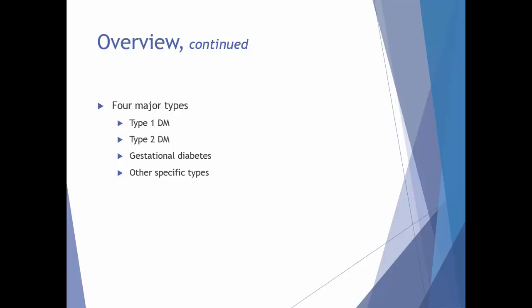There are 4 major types of diabetes. Type 1 diabetes accounts for 5 to 10% of the total diagnosed diabetic cases. Type 2 accounts for 90 to 95% of the diagnosed cases. The third type is gestational diabetes, which is 2 to 5% of all pregnancies. And then there's other specific types. This is 1 to 2% of all diagnosed cases.